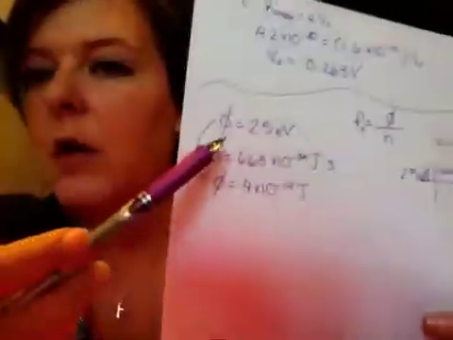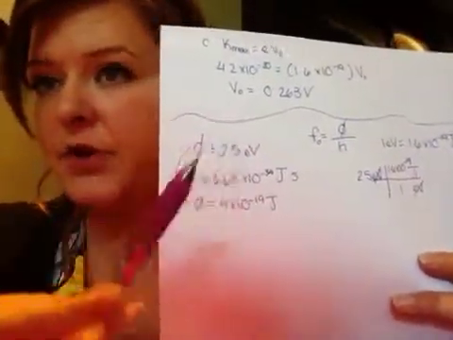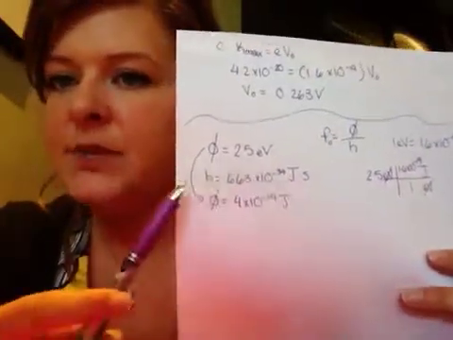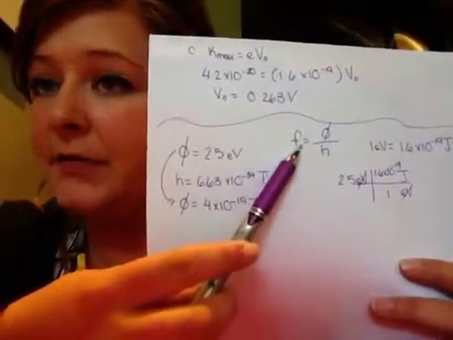Okay, when we do that, guys, our new work function will be 4 times 10 to the negative 19th joules. So all I did is just convert to joules instead of leaving it in electron volts. And I had to do that because my h is in joules, okay? So now I have h, I have work. I can find frequency, so let's do that.